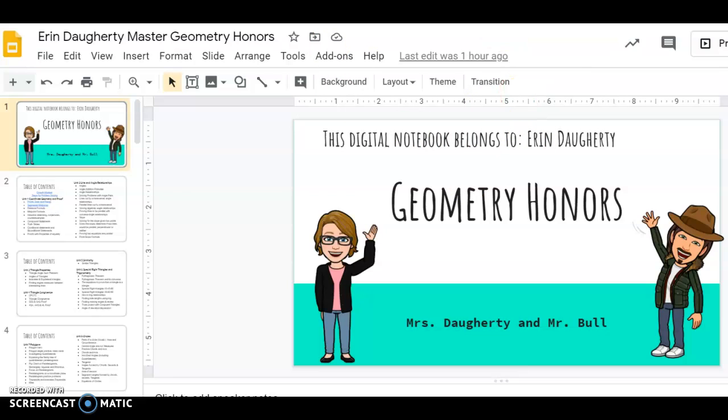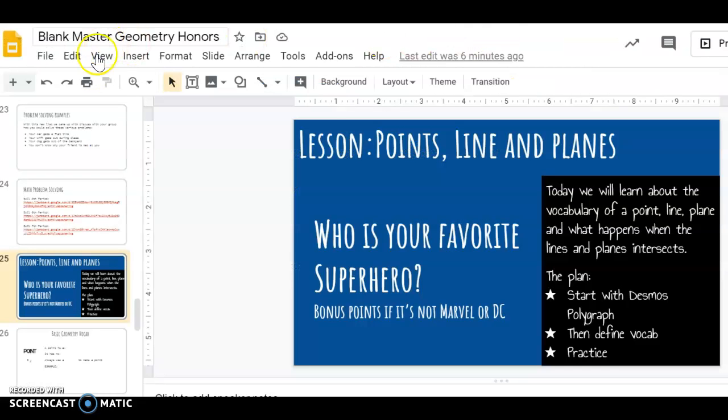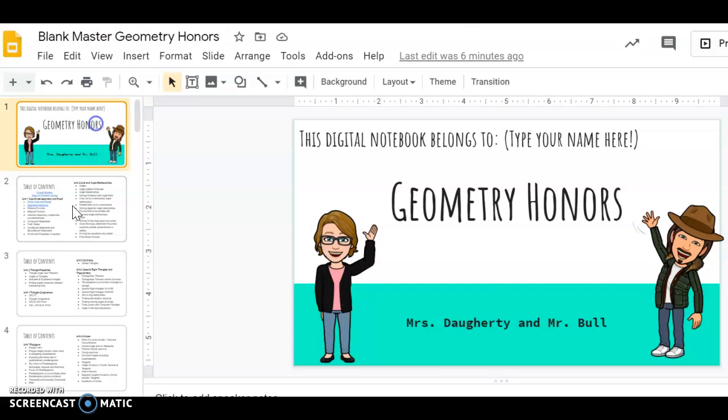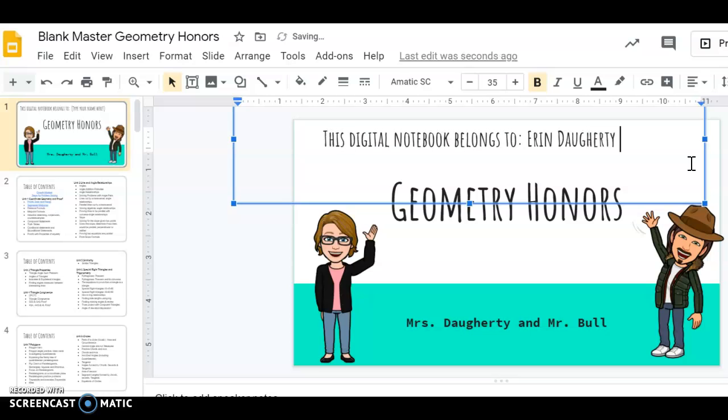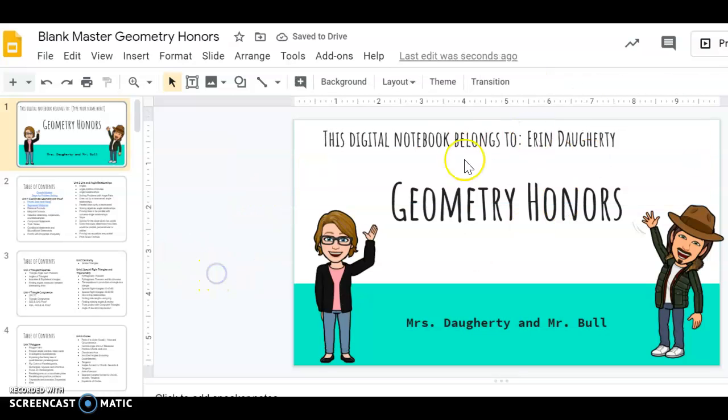Okay, now the first thing that you're going to do, and this is what yours is going to look like, is it's going to open up on the first page, and you're going to go ahead and type your name here. So go ahead and type in your first and last name. That's going to go on the front cover. That way I know whose is whose.